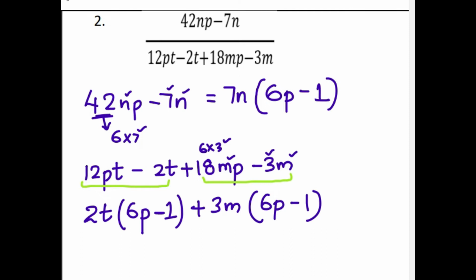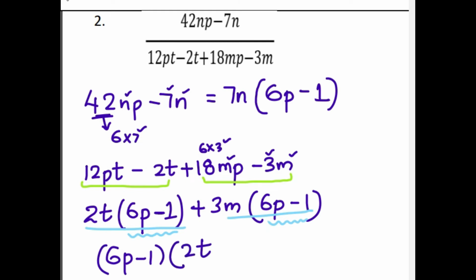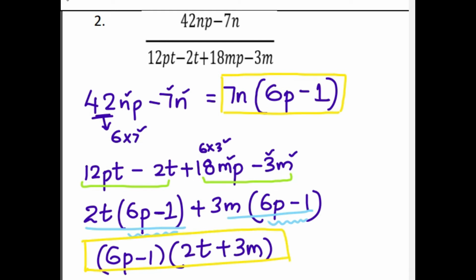Now you can see that from both these terms, 6p minus 1 is a common term. So you can further write the answer as 6p minus 1 times 2t plus 3m. Now you have the numerator and the denominator in the desired form.